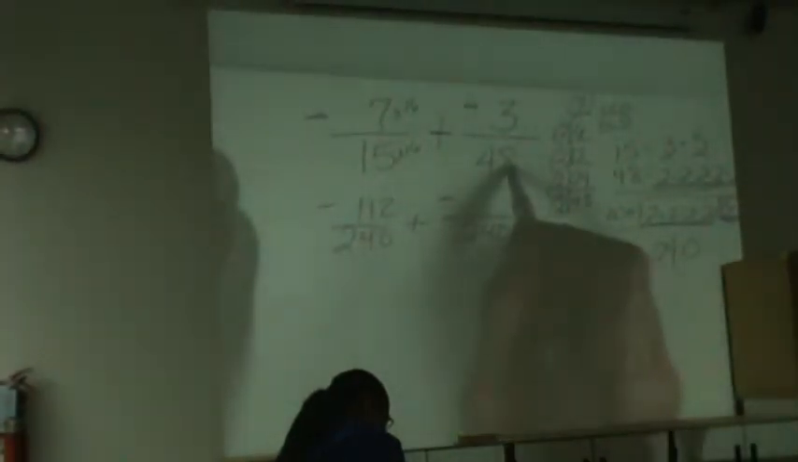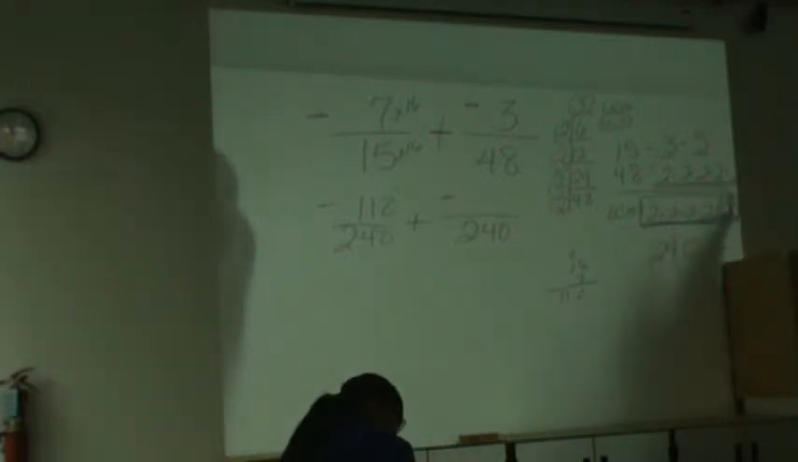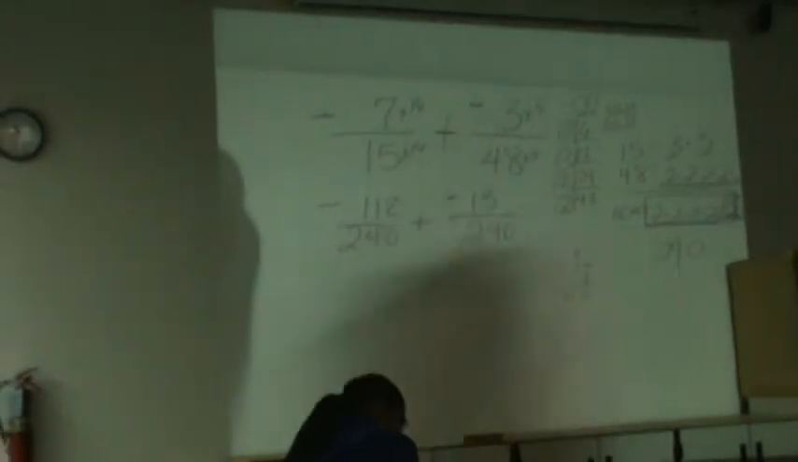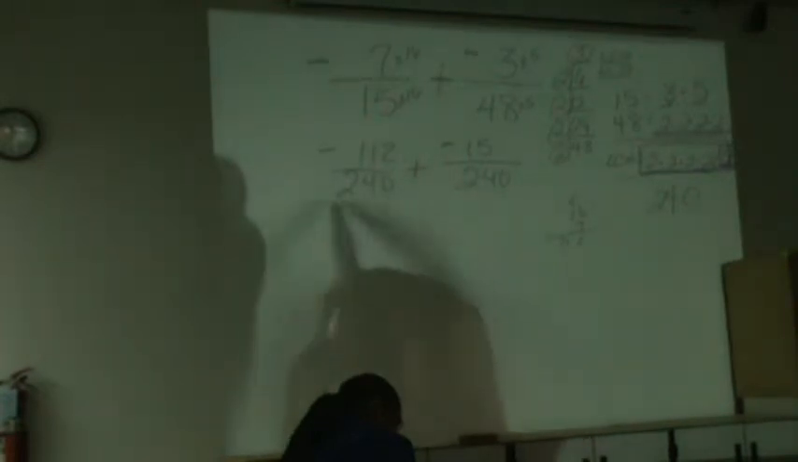Okay. 48 is multiplied by what? So 48 is this part of it right here. 4 2s and a 3. So 48 must be multiplied by 5. 48 times 5. So the top times 5 is 15. Okay, so we have the common denominator 240. We have negative 112 plus a negative 15.